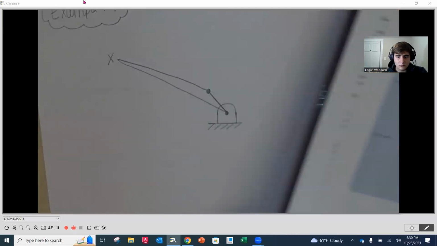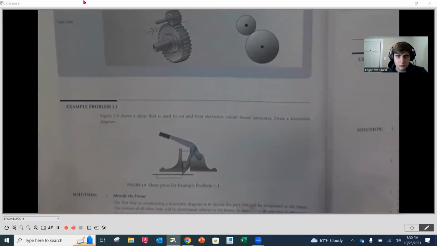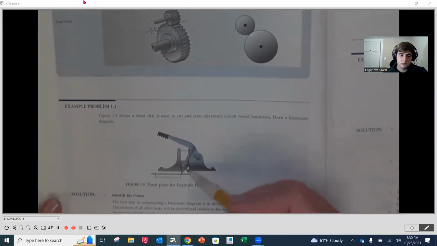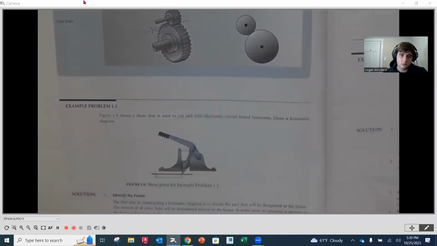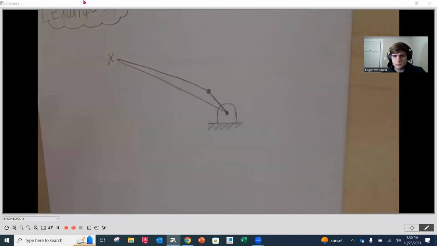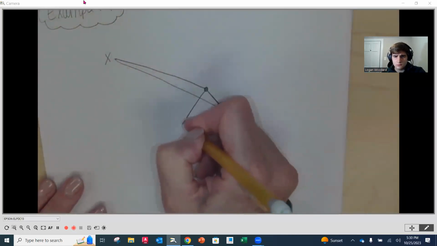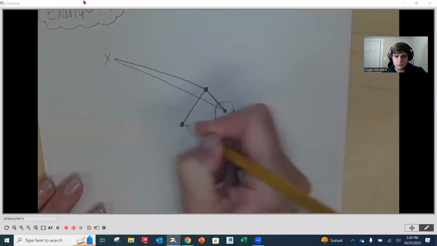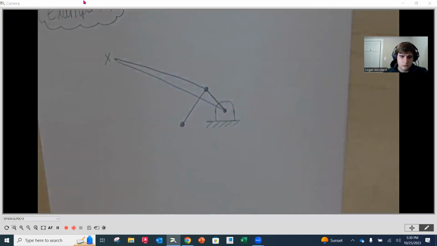Now we go back to our shear. And now we're going to represent this member right here, what I called the connecting rod earlier. And that's just going to be a straight line with the joints on either end, the pin joints on either end. So we're going to go like this. Okay, there it is, simplified.